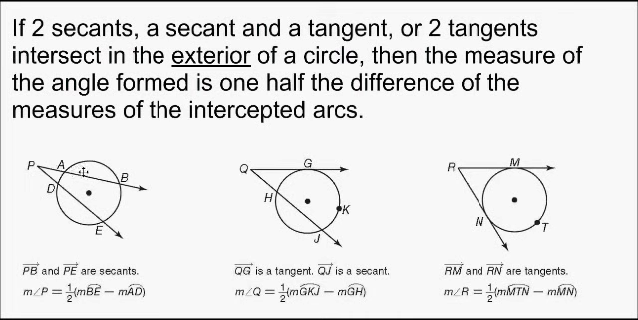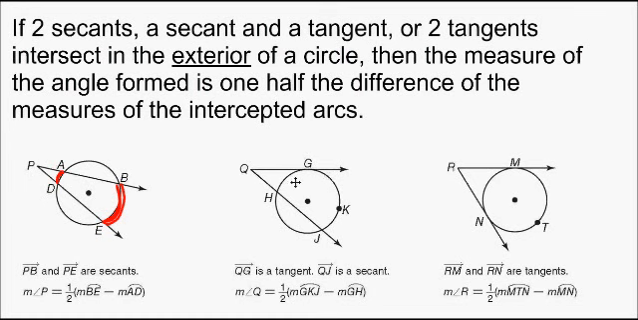So the angle formed is angle APD, angle P. That is 1/2 of the difference of the two intercepted arcs. So BE is one of the intercepted arcs, AD is the other. You see arc BE minus arc AD times 1/2.